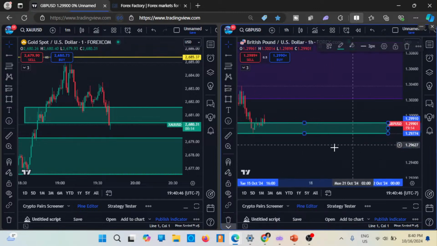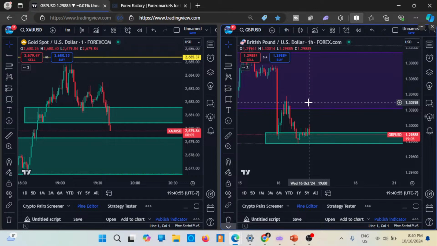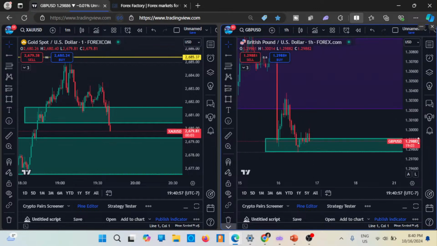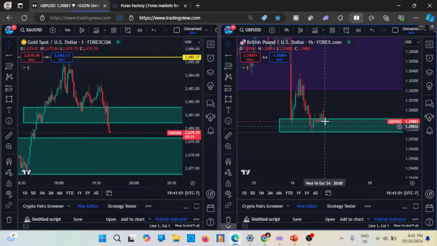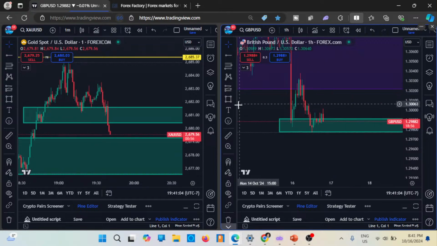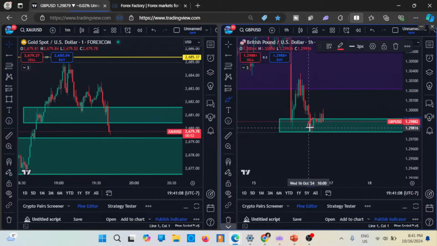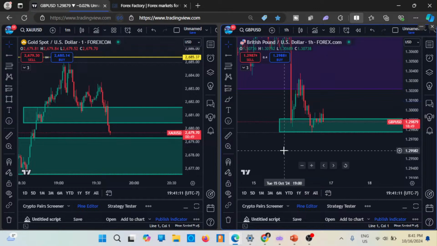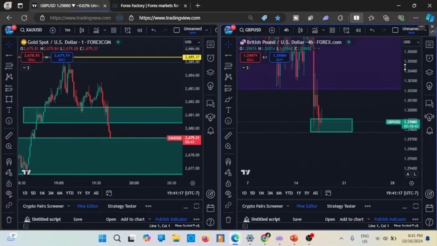This could be a good area to look for buys, and then target this high here as your take profit, which is 1.3031. That could be a good level to target. The current candle here is bearish, but I've already entered the buy anyway, because as the price made it back here, it held the support. So I'd enter a buy there.